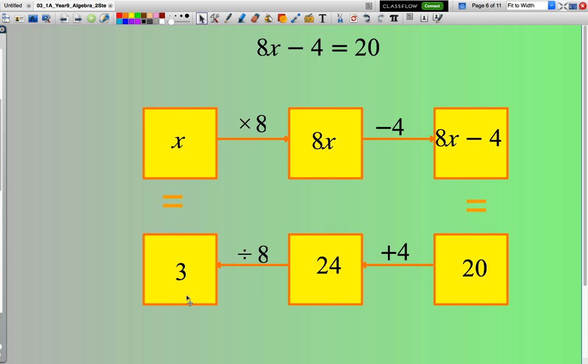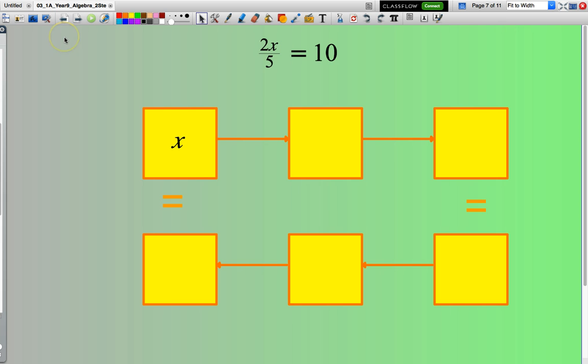Let's just check. 8 times 3 is 24. Subtracting 4 gives me 20. So I'm very comfortable that I've got that question right. I've solved that equation for the value of x. Now, one more that we're going to work our way through.